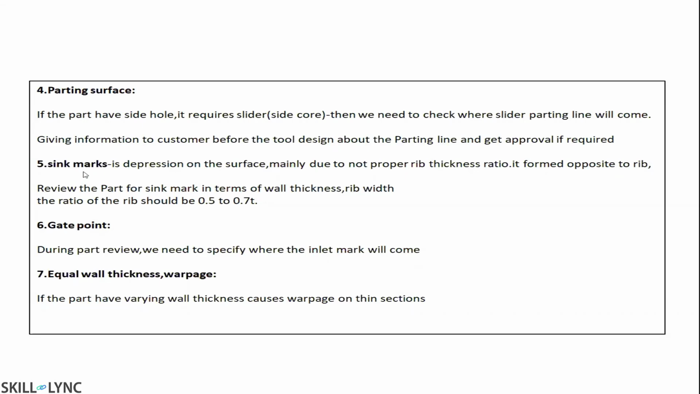Sink mark is one of the defects in injection molding where you can see a depression on the plastic parts, right? The sink mark is usually formed on the side opposite the rib. It will be 0.5 to 0.7 of the wall thickness. When it is more than 70% of the wall thickness, then the sink mark will come. When it is less than 50%, that time also the sink mark will come.